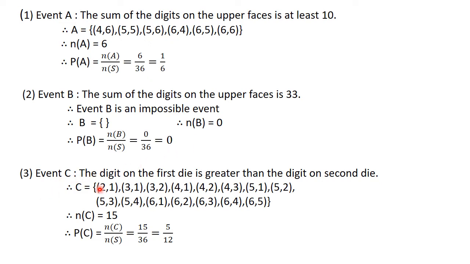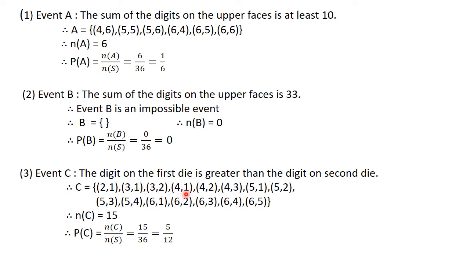Then the third event, which we are writing as event C: the digit on the first die is greater than the digit on the second die. Think that in the first line we had 1, 1, 1, 2 and so on. There the digit on the first die was not bigger, so we come to the second line, and from that we write only one sample point, that is 2, 1. Then from the third line 3, 1 and 3, 2.